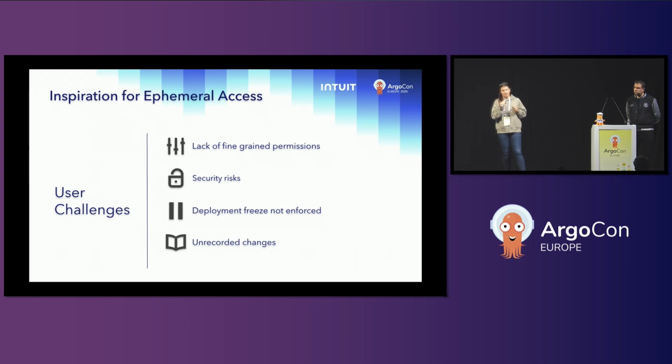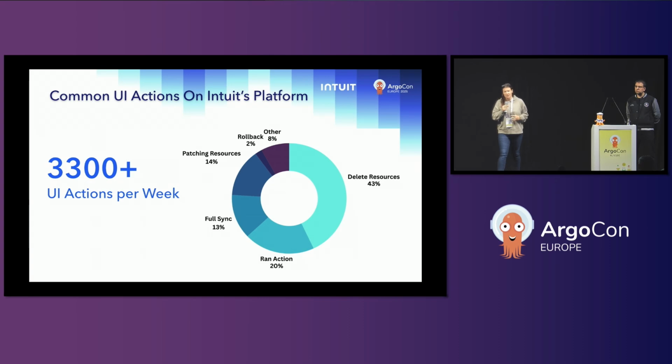For unrecorded changes, just to give people a little bit of context, we are required for all changes made into production to have a change request filed for those changes. That includes regular deployments going out the door, but that also includes if a user goes into, for example, the Argo CD UI and facilitates an action via that UI. We need to make sure that we record those changes as well.